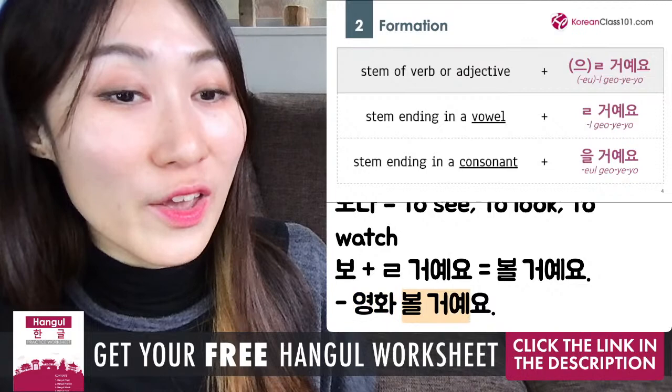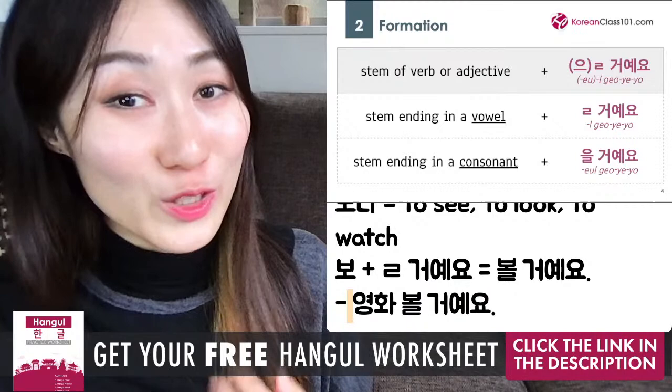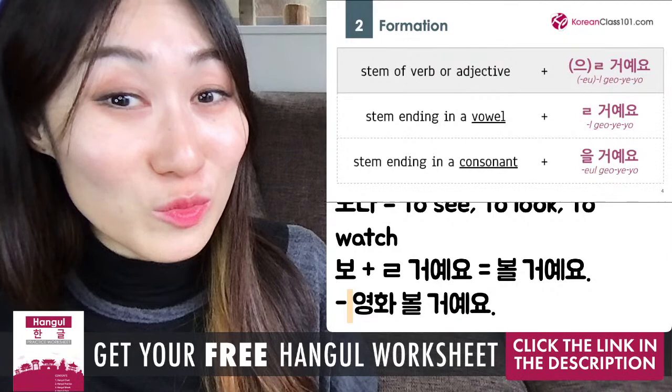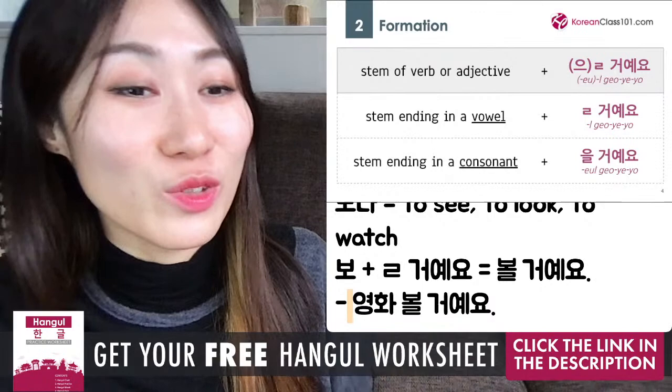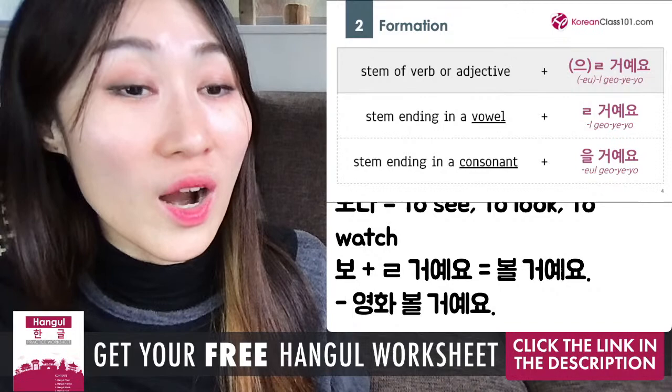So there's no subject, so it can be I'll watch a movie, you'll watch a movie, she will watch a movie, we will watch a movie, he will watch a movie, they will watch a movie. I don't know. It depends on the context. Very often, we also omit the subject. 영화 볼 거예요. I'll watch a movie. Or I'm going to watch a movie. Oh, good. The conjugation is simple, right?